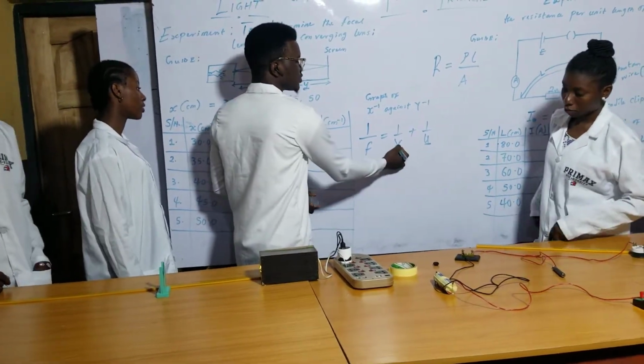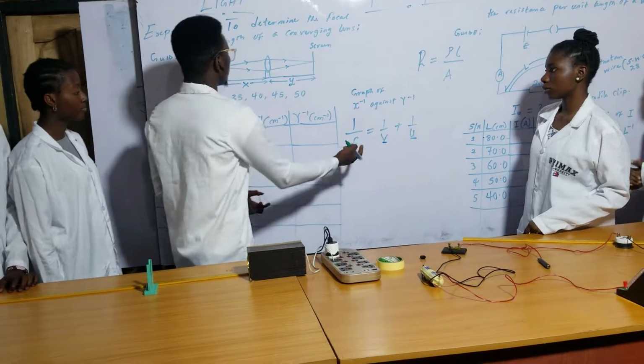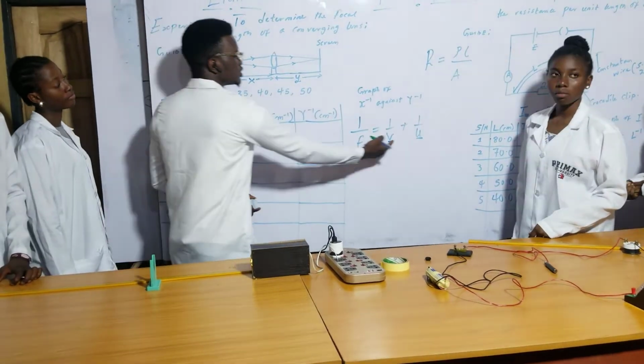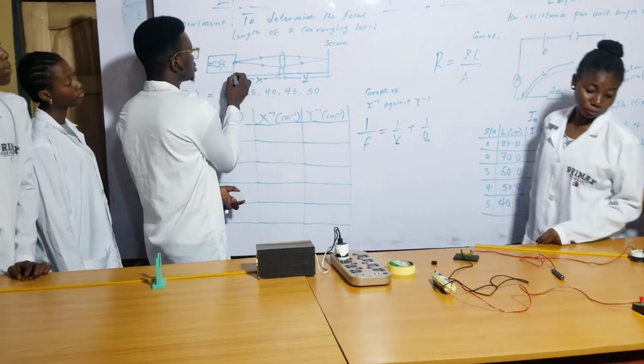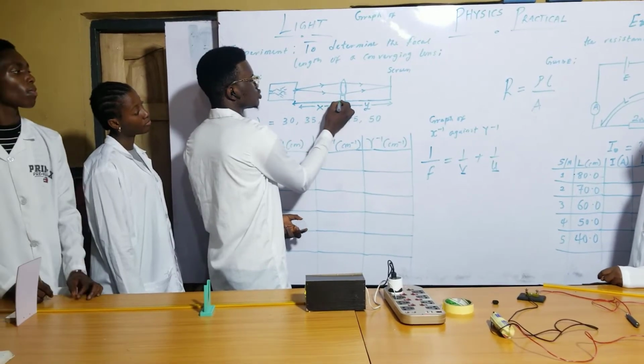Object distance. What is v? Image distance. So if you look at what we have here, this x represents your u. It is the one that measures the distance of the object to the lens.